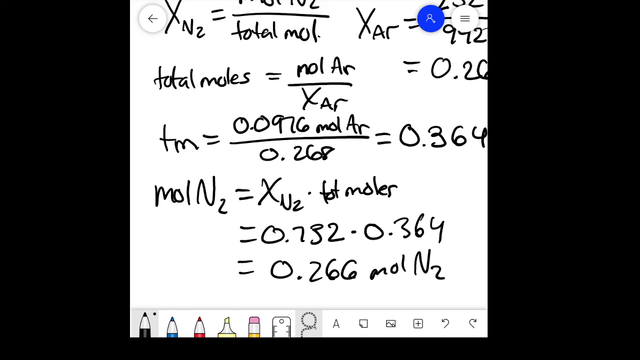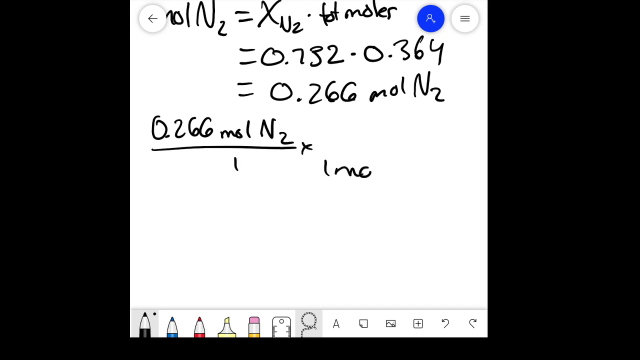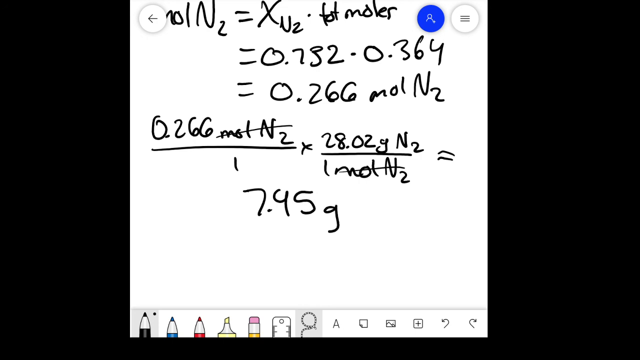That's great. Now we have to go back to grams to figure out how many grams. So we set up a conversion. We want moles on the bottom this time to cancel out. Put grams, make sure you double it because nitrogen is a diatomic. So we need to double it. These cancel. And we get 7.45 grams of nitrogen.